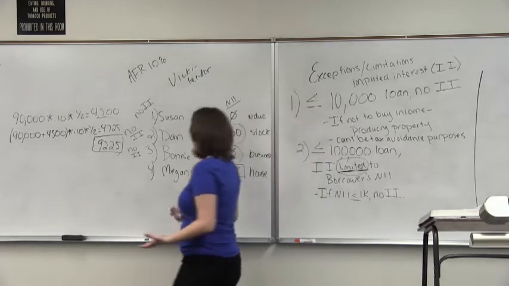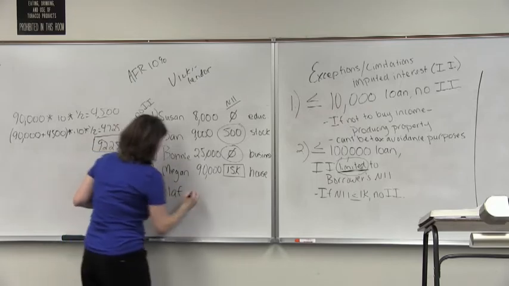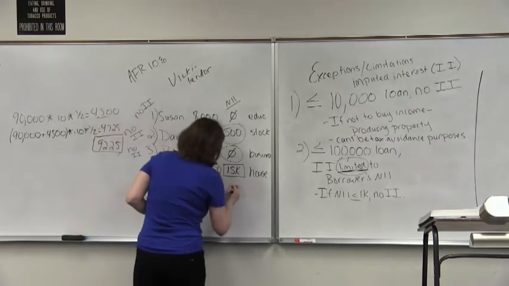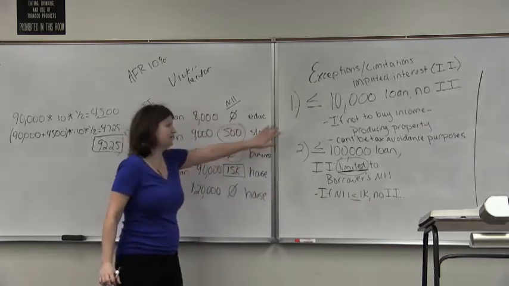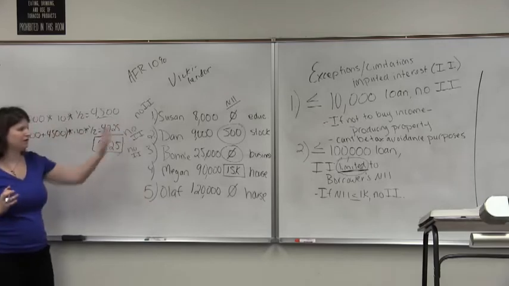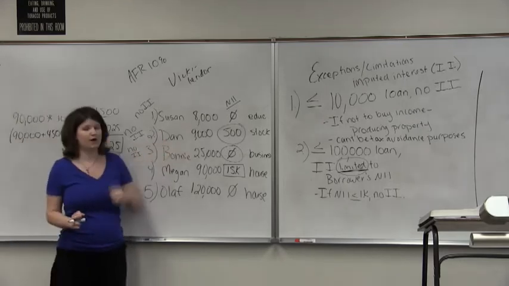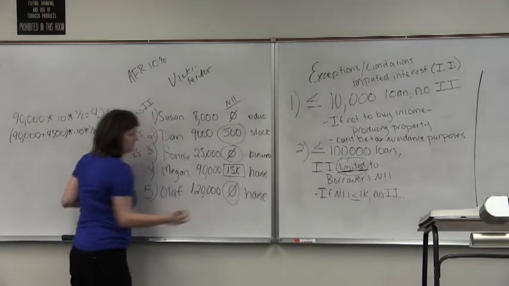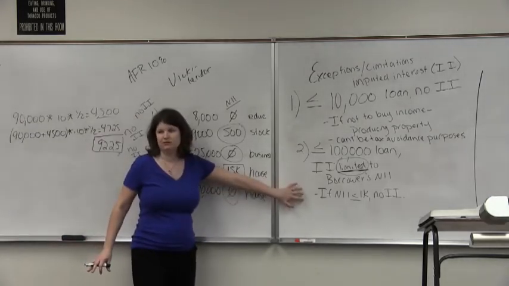Okay? Now, last loan is to Olaf, and it is for $120,000. Olaf has net investment income of 0, and he is buying a house. Does the first exception apply? No, the loan is over $10,000. Does the second exception apply? No, because the loan is over $100,000. So now, it does not matter that Olaf's net investment income is 0. It doesn't matter because we are not in this exception.